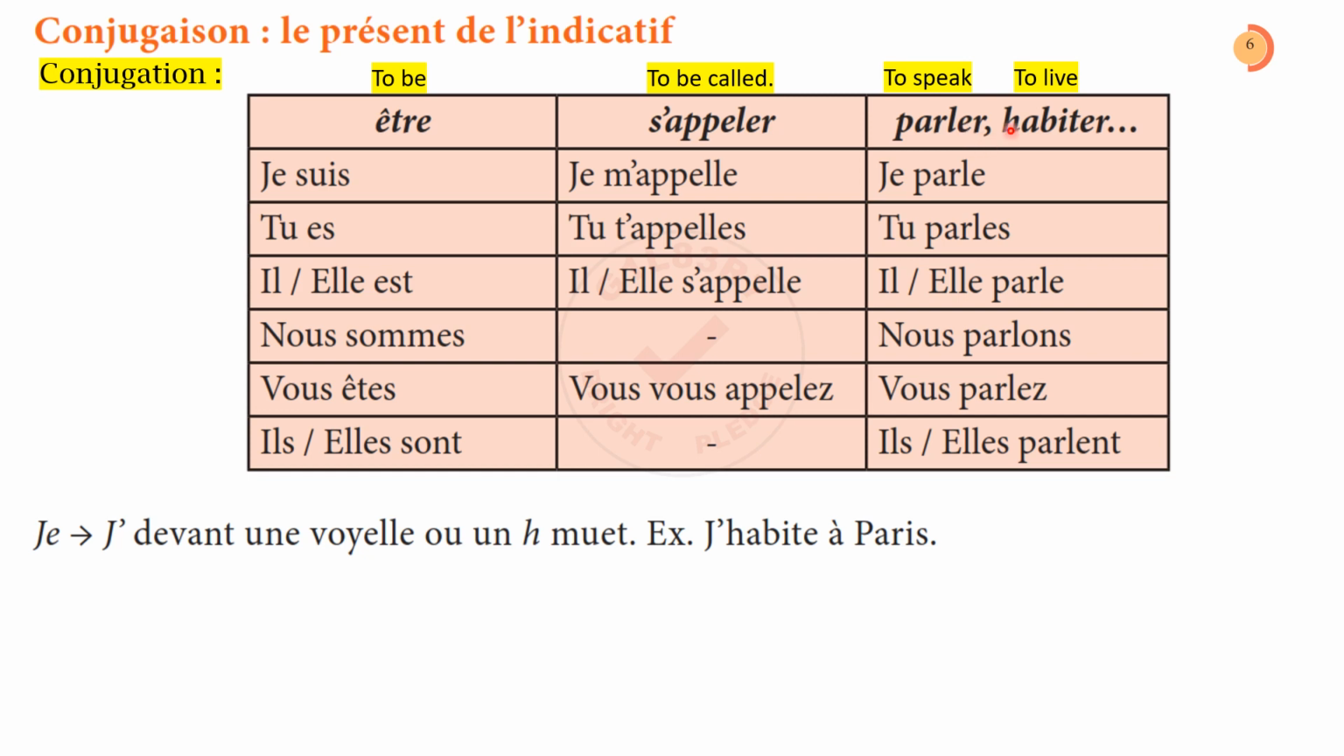So similarly, if you are going to conjugate habiter, you would cut the ER and add the present tense ER endings, which we just stated: E, ES, E, ONS, EZ, ENT. So, alright, you would be learning more about this in the later part of the other lessons. And remember that JE becomes J apostrophe in front of a vowel or a silent H. And here there is an example: j'habite à Paris, meaning I live in Paris.